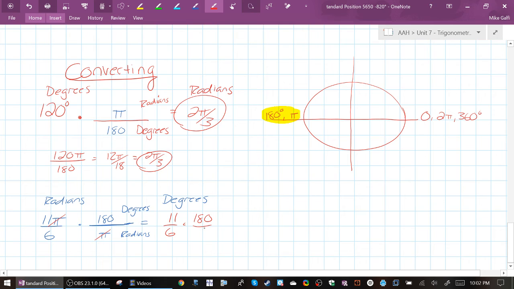Okay, so for me, I'm a person who likes to reduce first. I know that 6 times 3 is 18, so 6 times 30 is 180. So 6 will go into 180 30 times. Okay, so now 11 times 30 is 330, and then I just get a 1 on the bottom, so that's fine. So I get 330 degrees.